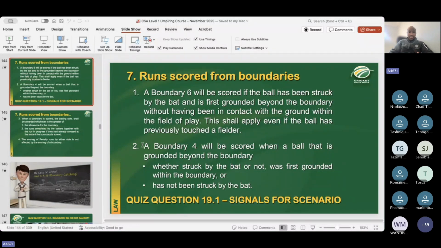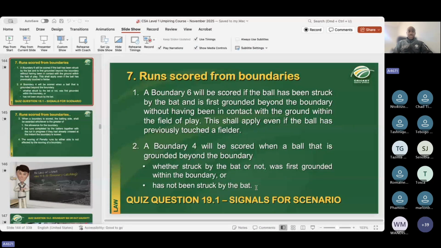Can it be a boundary 4? Yes. Boundary 4 will be scored when a ball that is grounded beyond the boundary, whether struck by the bat or not, was first grounded within the boundary or has not been struck by the bat. So in this scenario, because the ball came off the helmet of the striker, not the bat or the glove holding the bat, it is not a boundary 6, it is a boundary 4.